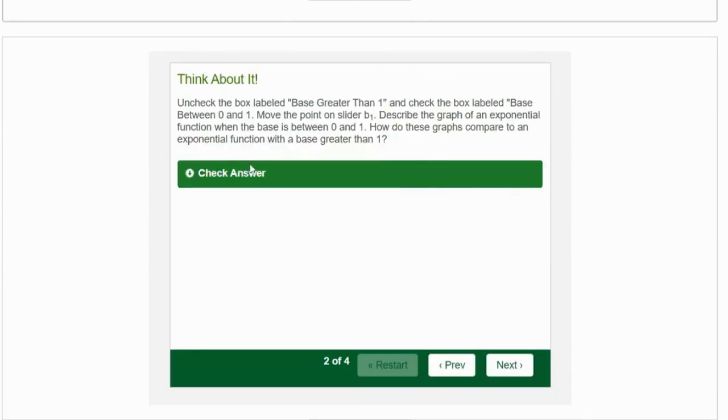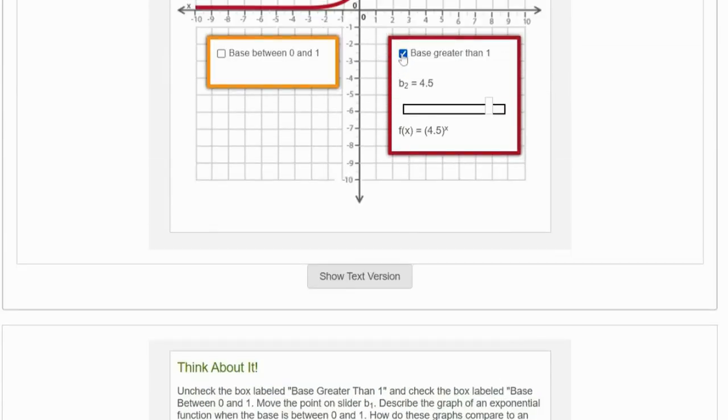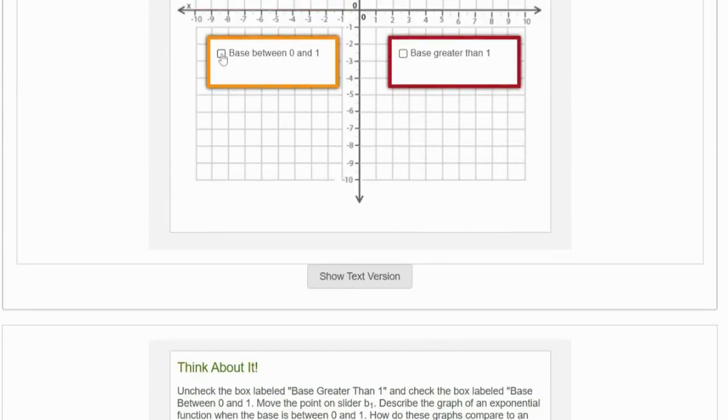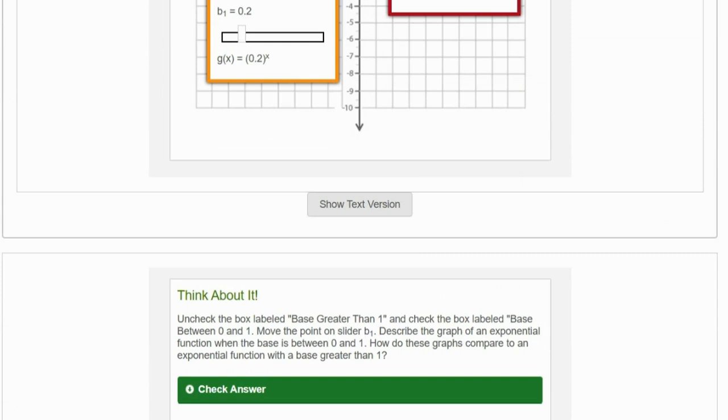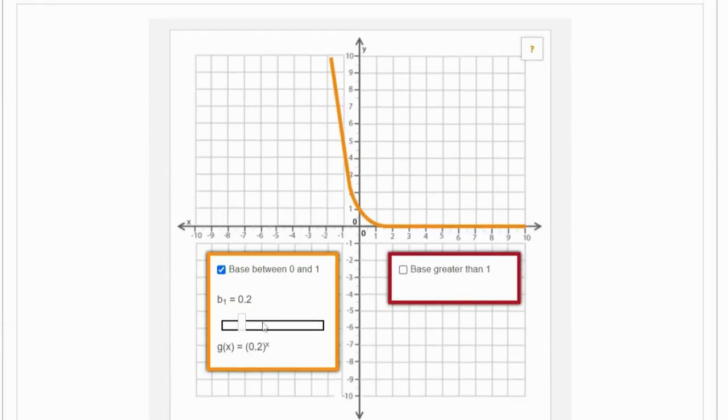All right, what's the next question? Uncheck the box labeled base greater than 1, and check the box labeled base between 0 and 1. Move the slider and then describe the graph of an exponential function when the base is between 0 and 1, and how these compare to the base greater than 1. Okay, we looked at that. We saw that the closer it is to 1, the less the slope, the wider it is, and the closer it is to 0, the steeper the slope. But it starts up at infinity and approaches the y equals 0 asymptote to the right.